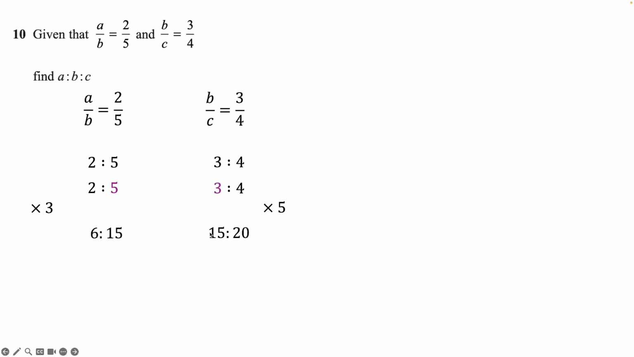Now the Bs are of the same form. We can write this as one ratio. We can write 6 to 15 to 20. And that's our final answer.